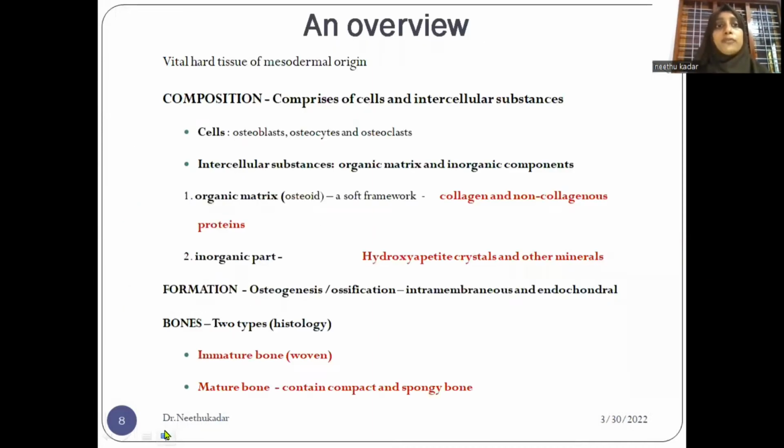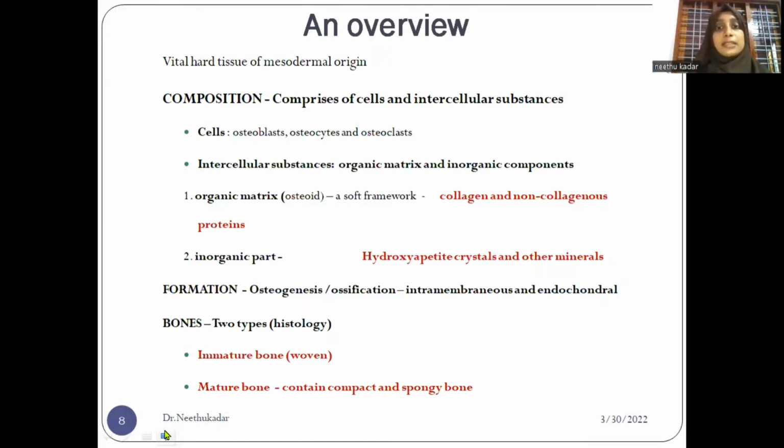An overview of bone. It is a vital hard tissue of mesodermal origin. The composition of bone comprises cells and intercellular substance. As we all know, the cells of the bones are osteoblasts, osteocytes, and osteoclasts. Osteoblasts help in bone formation. Osteocytes are entrapped osteoblasts within the bone that determine the vitality of the bone, and osteoclasts help in resorption.